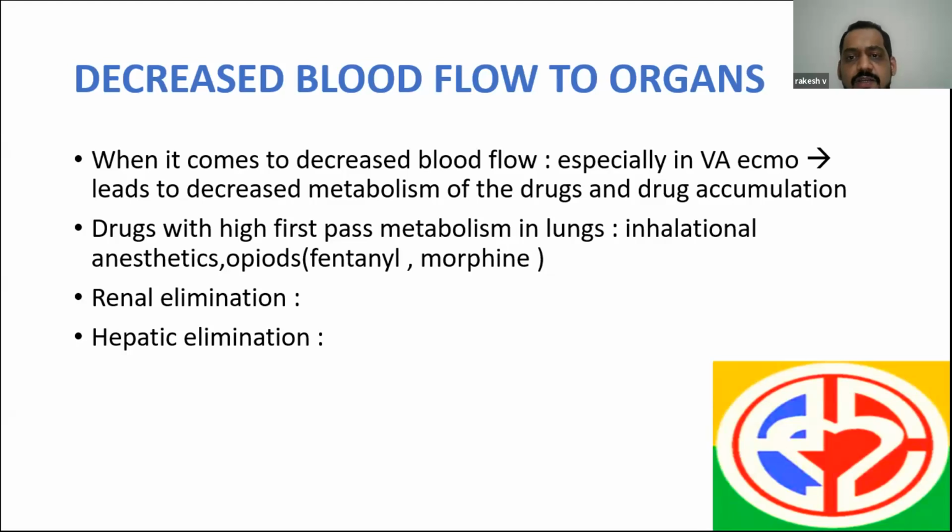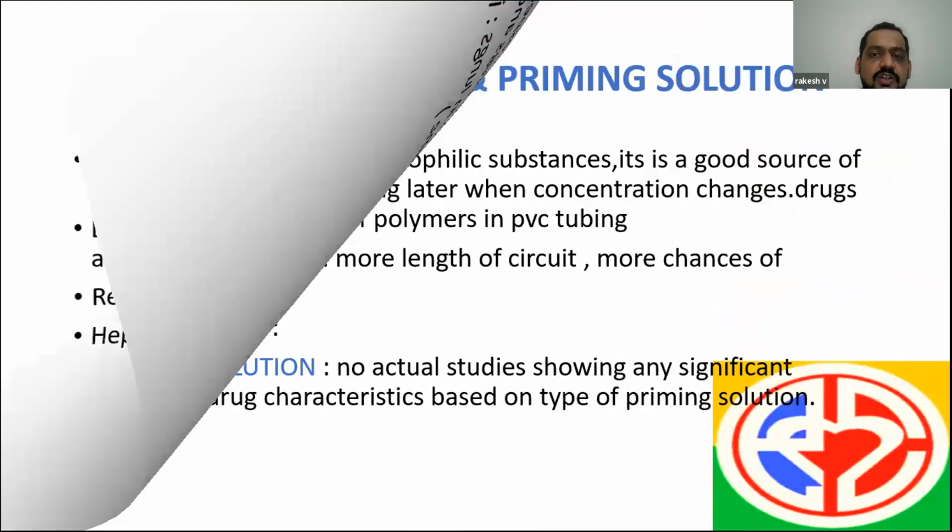Another factor is decreased blood flow to organs, which generally happens in VA ECMO. What happens once the patient goes on VA ECMO? There will be decreased blood flow to the lungs. So what happens to drugs that have high first pass metabolism, drugs that get metabolized through the lungs, like inhalational anesthetics and opioids? They will accumulate in your body, so they will have an exaggerated response in those situations. And renally eliminated drugs, yes. If there are hepatic or renal problems, drugs with renal or hepatic elimination should be carefully monitored before administering.